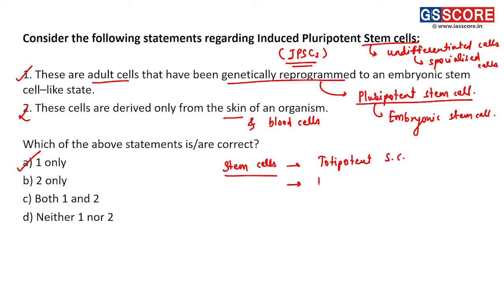Second type of stem cells are pluripotent stem cells, which are derived from the embryo after 3 days, and are also called embryonic stem cells. And then we have multipotent stem cells, which are derived from adult human beings. These multipotent stem cells are genetically reprogrammed to produce induced pluripotent stem cells. So the answer of this question is A, 1 only.